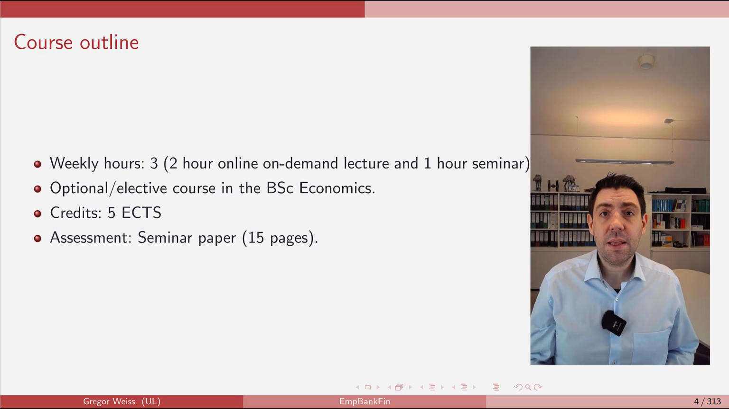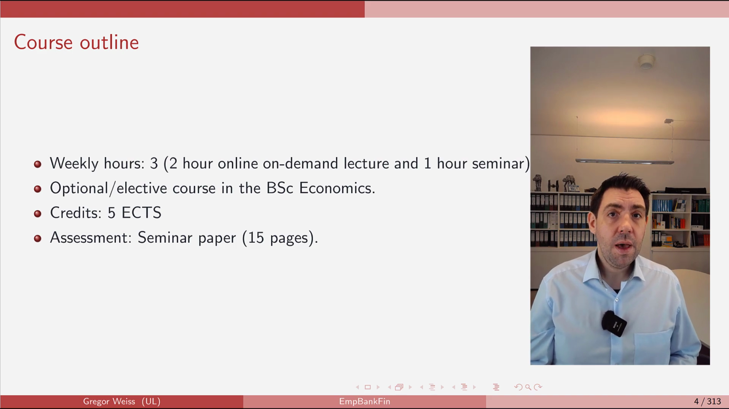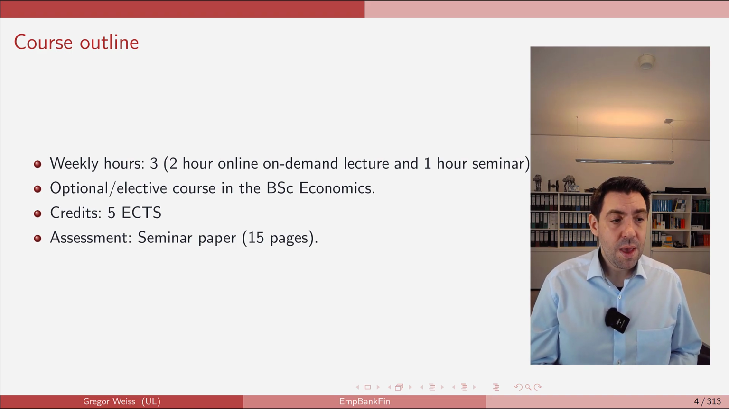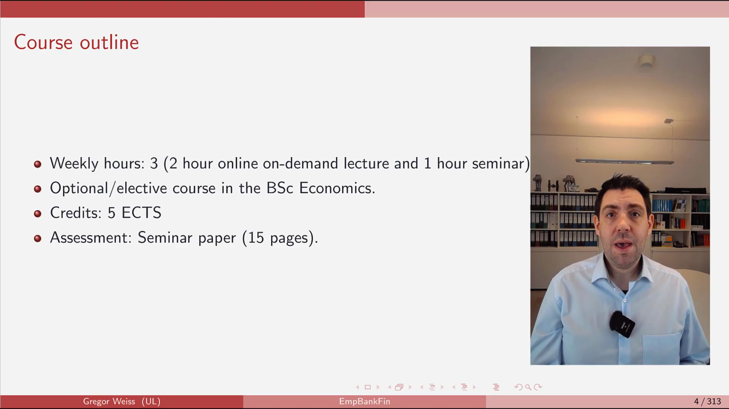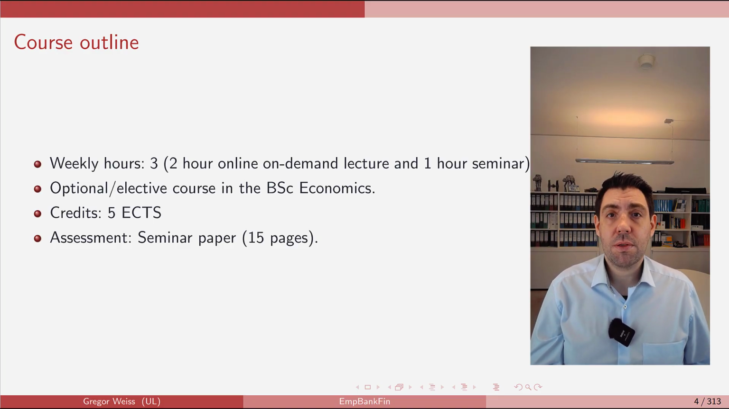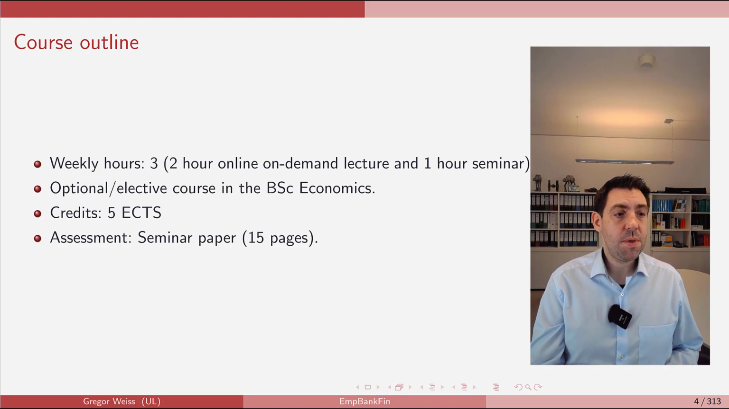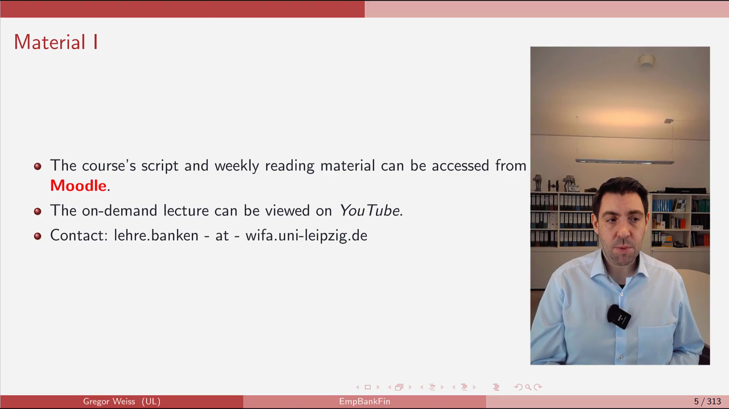So if you're taking this class here at Leipzig, this is a bachelor's level class in our Bachelor of Science in Economics. You're going to get 5 ECTS points, and the assessment is done by a seminar paper for which you will find more information on our Moodle class. And it consists of this online on-demand lecture, these videos you're just watching right now, and the 1-hour seminar in class. And that altogether forms our empirical banking and finance module.